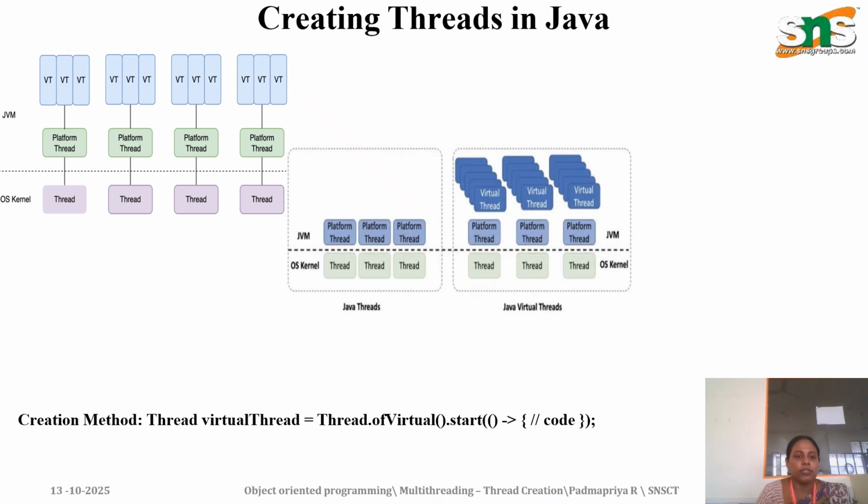In the JVM, the threads are created as a platform thread, and the OS kernel can handle that particular thread. So Java threads and Java virtual threads are here. The creation method is Thread virtualThread = Thread.ofVirtual().start.